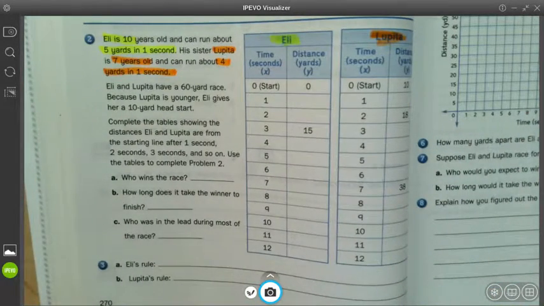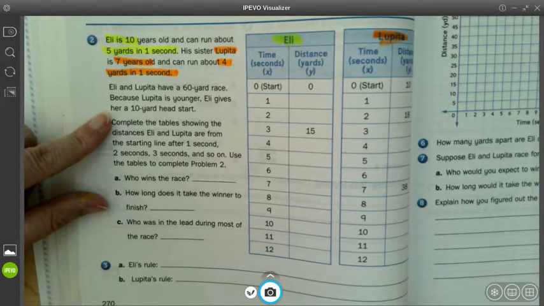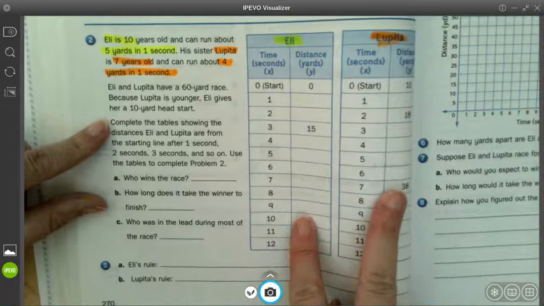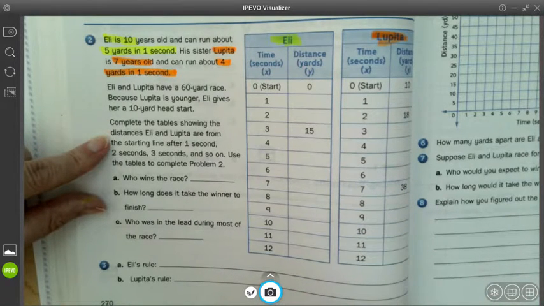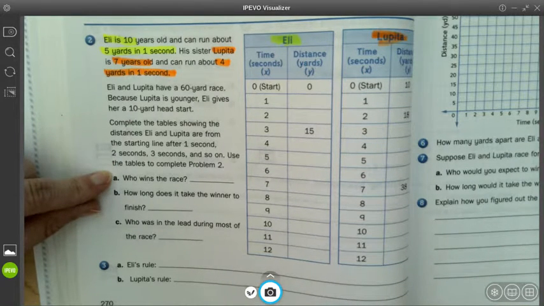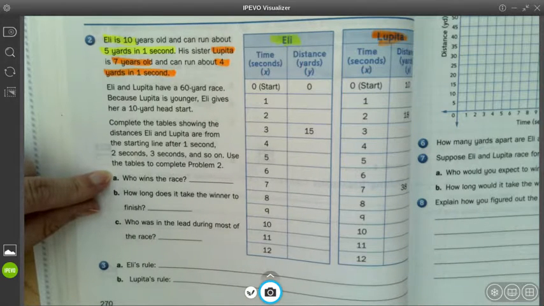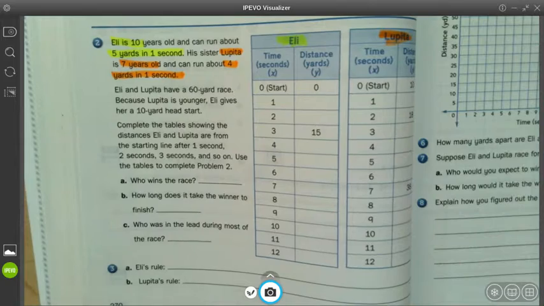Eli and Lupita have a 60-yard race. Because Lupita is younger, Eli gives her a 10-yard head start. We're going to complete the tables over here, showing the distance Eli and Lupita are from the starting line after 1 second, 2 seconds, 3 seconds, and so on. We're going to use the tables to complete problem 2. Okay, so lots of important information in here.